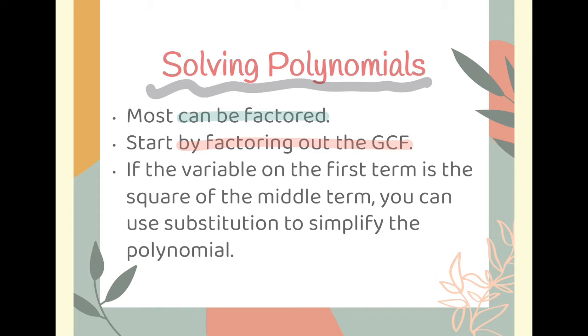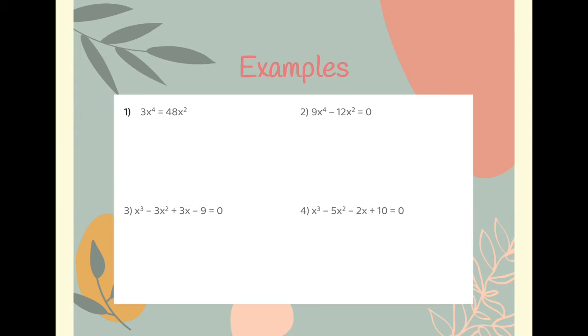Then if the variable in the first term is the square of the middle term, you can use the substitution method to make these a lot easier to solve. When we get to those, I'll point that out again, but that is something new that we're going to do today. If the first term is the square of the middle term, then we're going to use substitution to make those a little bit easier.